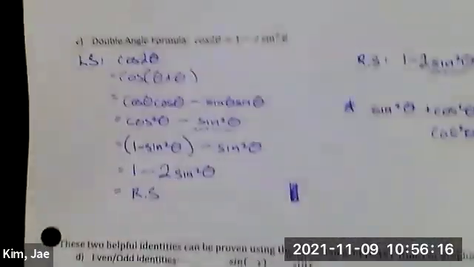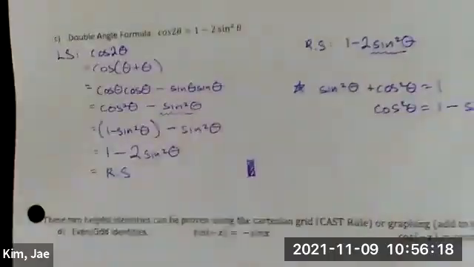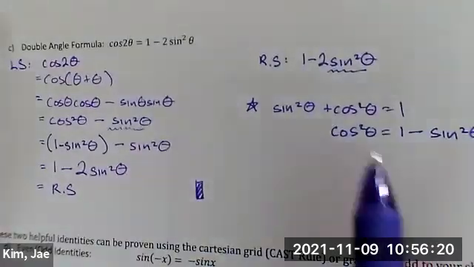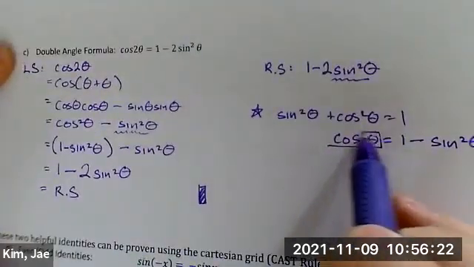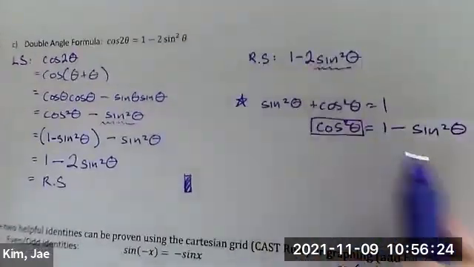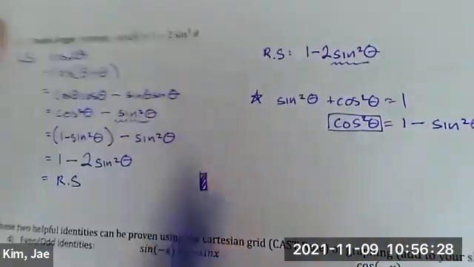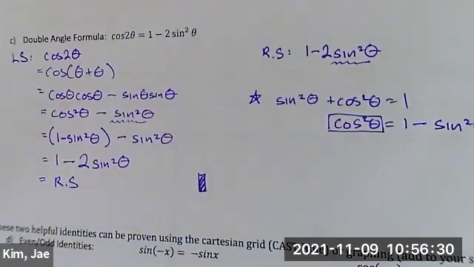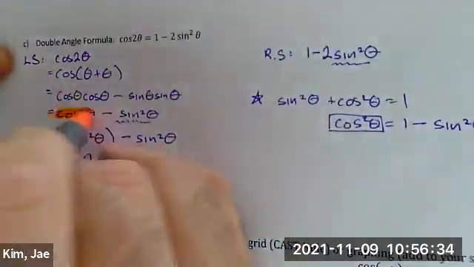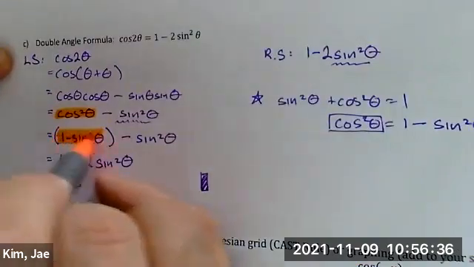Nope. I'm simply showing you that anytime I see a cosine squared theta, I can rewrite it as 1 minus sine squared. So this transferred over. Not transferred over. This was changed into that.